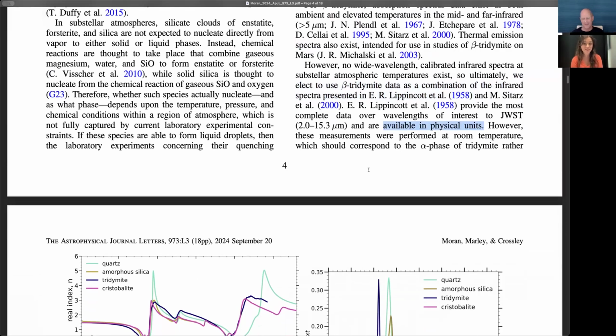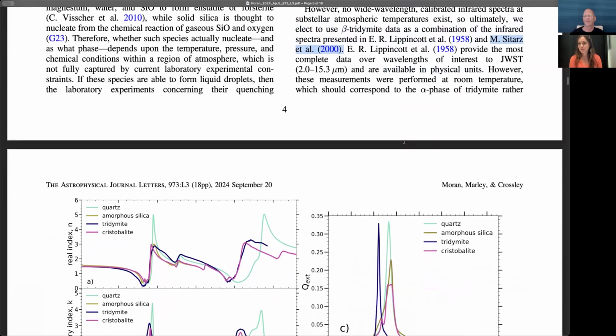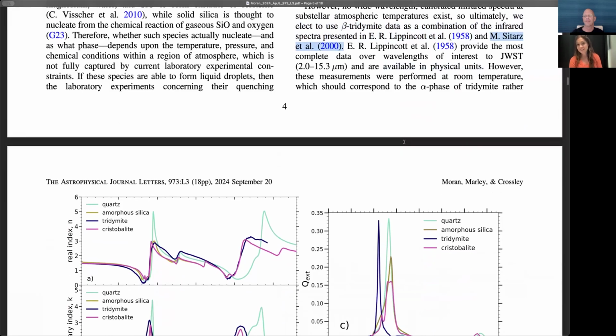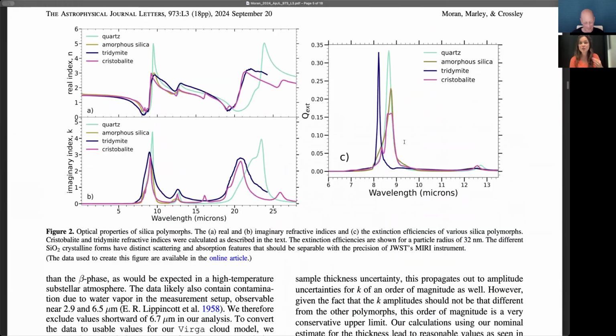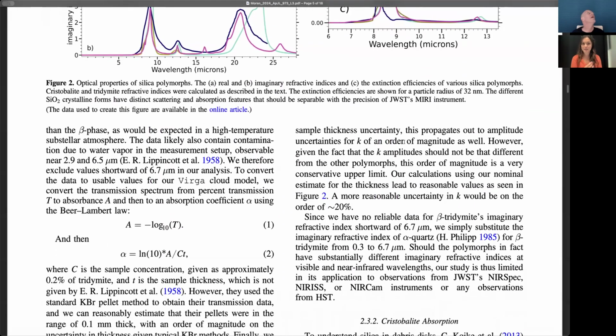I suspect it's happening above 1,000 Kelvin. So I'd at least try to get something a little bit elevated. And I was able to find that in Sdatars et al. 2000. They were one of the ones, though, that did not report in physical units. They gave me arbitrary units. And so I used the Lippincott data as a scaling factor to the Sdatars data and was able to sort of cobble together a set of optical properties.